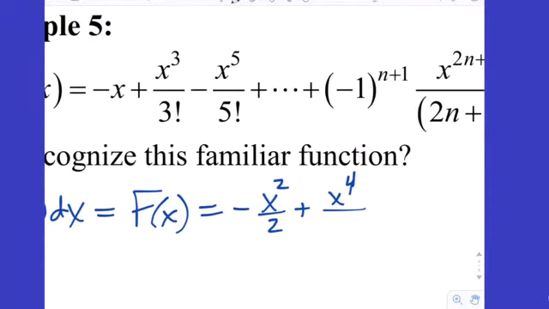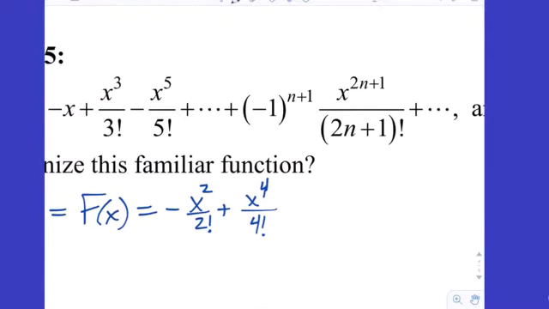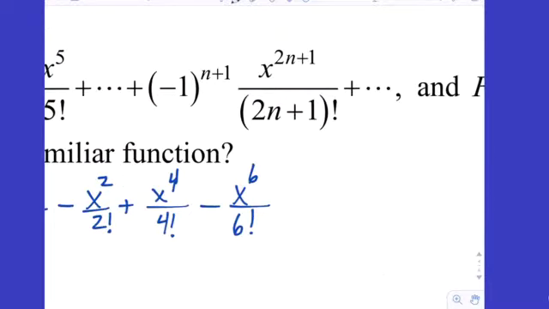What's 4 times 3 factorial? 4 factorial. Hey, 2 is the same as 2 factorial. Just saying. And then it'd be minus, and then you take the antiderivative and you get x to the 6th over 6. 6 times 5 factorial is 6 factorial. Yay. All right, so now we go plus dot, dot, dot.